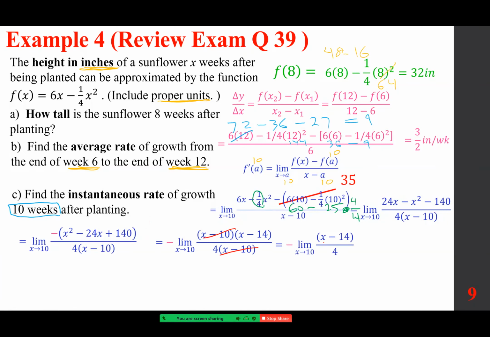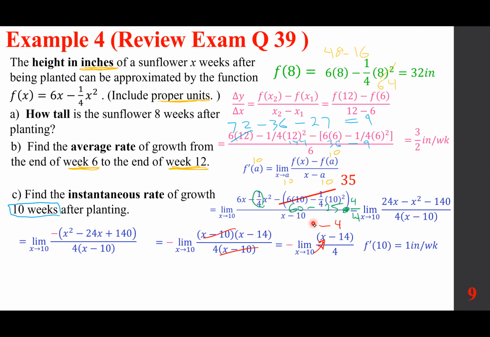When I plug in 10, I hope you realize the numerator becomes negative 4. Negative 4 over 4 is negative 1. And the negative in front makes it positive 1 inch per week. So 1 inch per week. That's the instantaneous rate of growth.